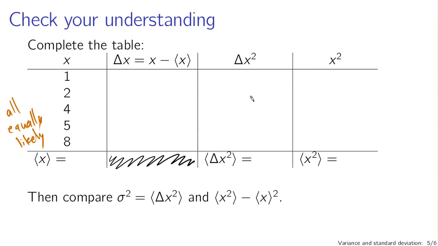Then, taking the other approach, I'd like you to calculate the squares of all of the x's and calculate the mean square. You know the mean, you know the mean square. You can calculate this quantity, mean of the square minus the square of the mean, and you should get something that equals the mean squared deviation.